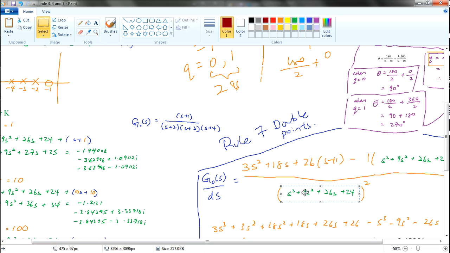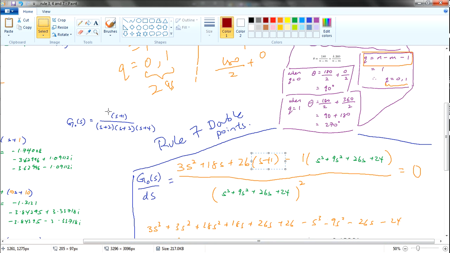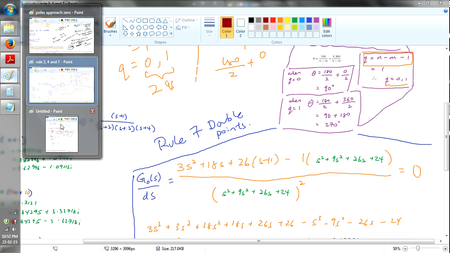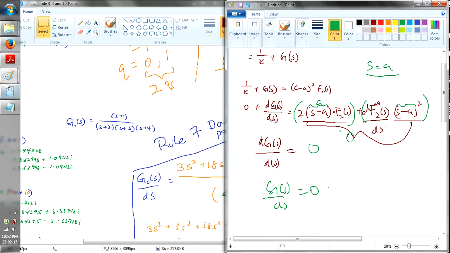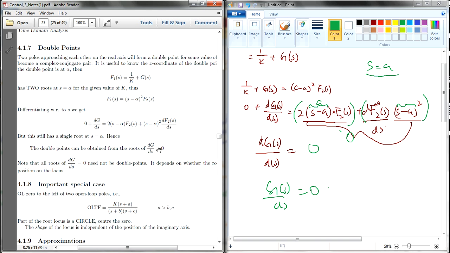If you differentiate one time, it's just a quotient rule. You keep s plus 1 over here the same, and then you differentiate this portion over here, s plus 1 equals 1, and then you keep this portion over here, and then the whole thing squared. It equals 0, as we derived over here and also shown over here.